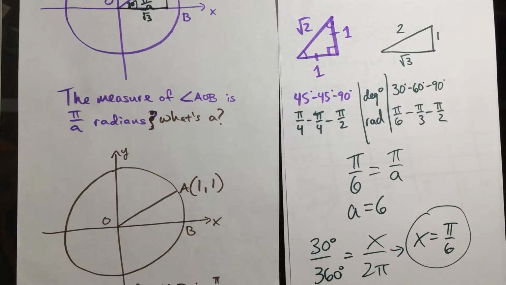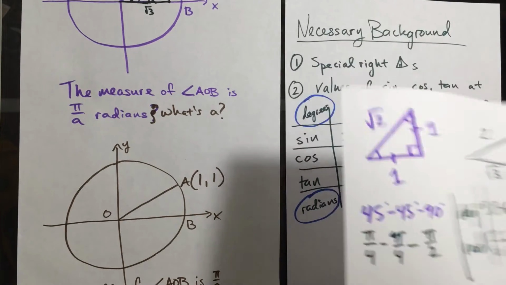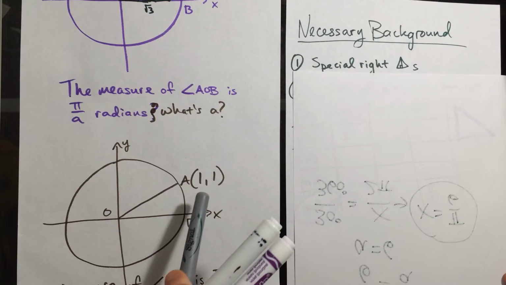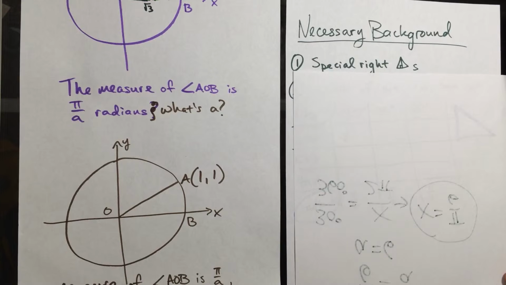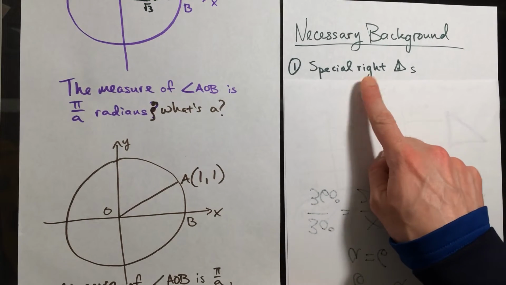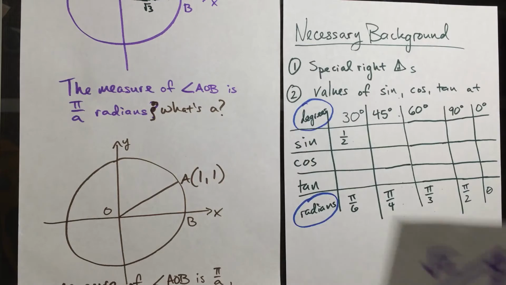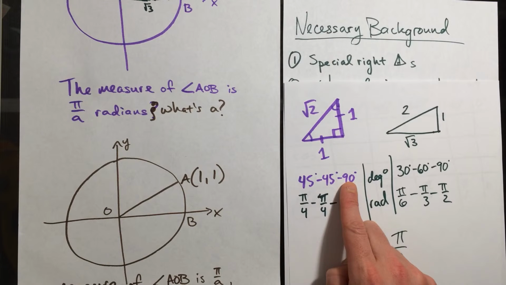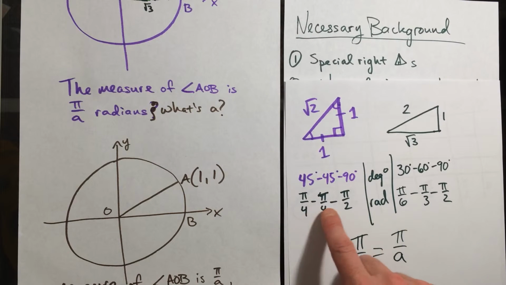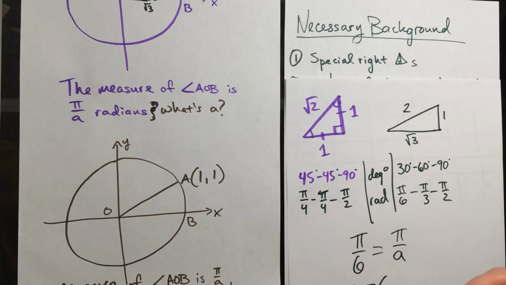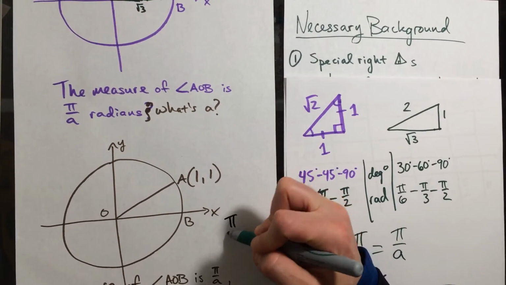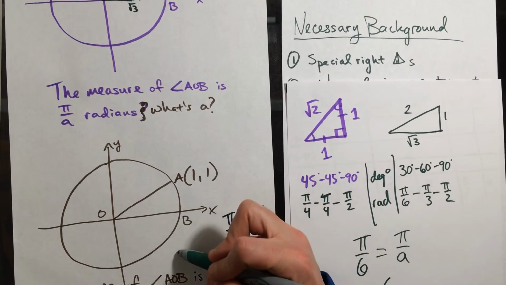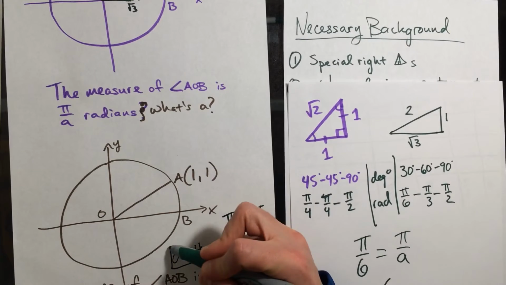Let's look at another variation. Again, they're going to say we have a circle, with O the center, and at point A, it's 1 and 1. Not drawn to scale, of course. Then background again, you want to know your special right triangles. In this case, we're going to be looking at the 45-45-90 degree right triangle, and know that that's a pi over 4, that's a pi over 4. So that means in this case, pi over 4 equals pi over a. And in this case, a would be equal to 4.